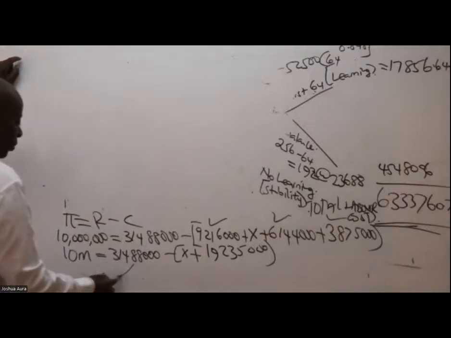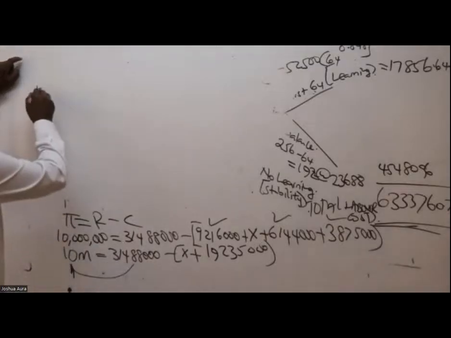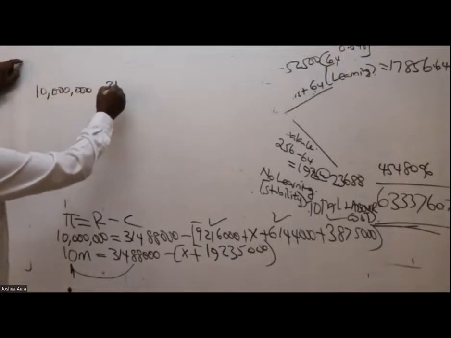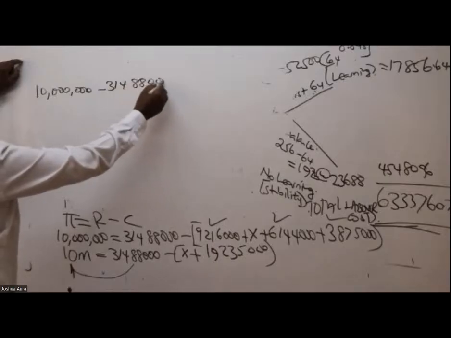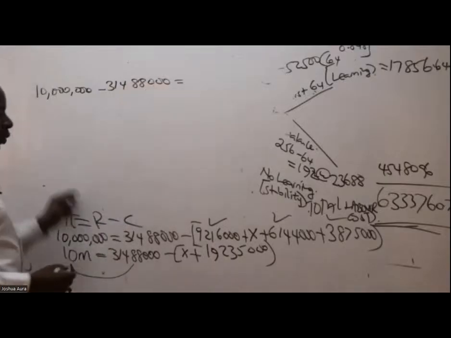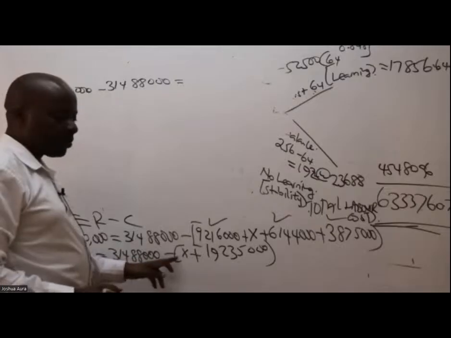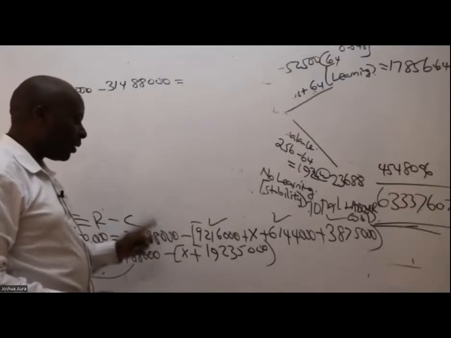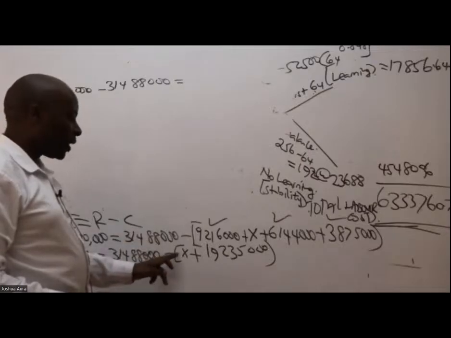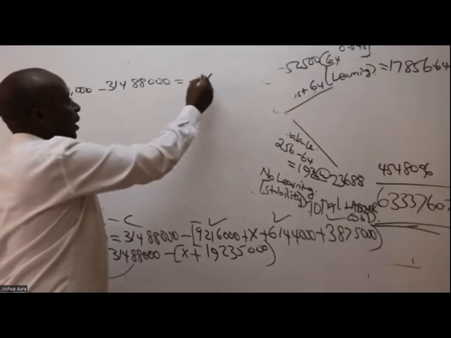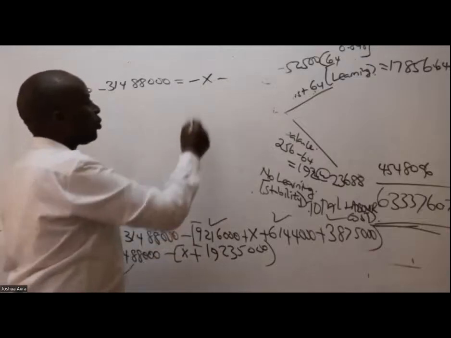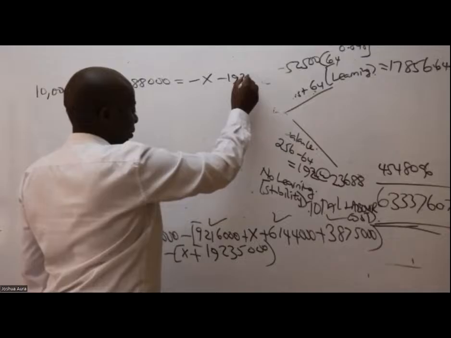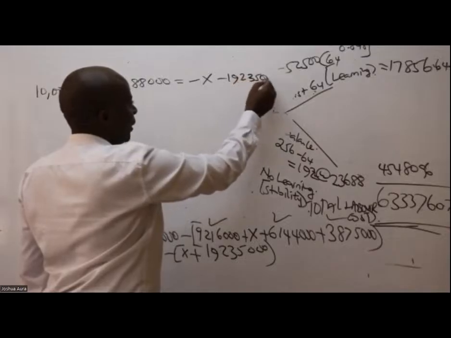So I can even decide to bring this to the other side. So it will be 10 million minus 314,88,000 equals, when I come this side and try opening brackets, when I open the bracket, of course, bracket minus, when minus is outside, minus is pepper. If it is outside it must affect. So it remains minus X, and it will be minus 19,235,000 like that.